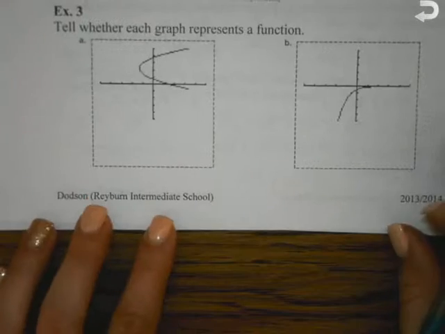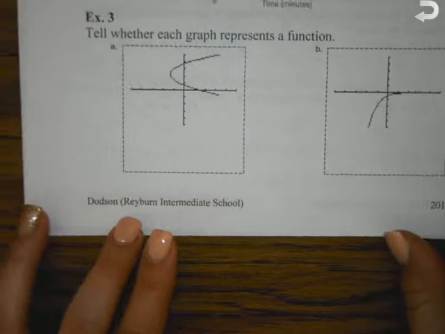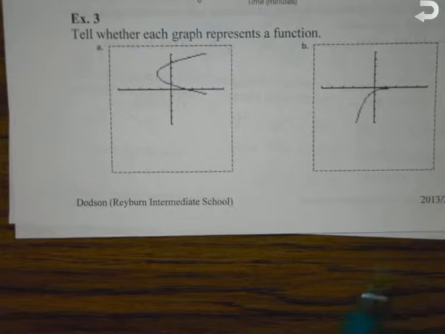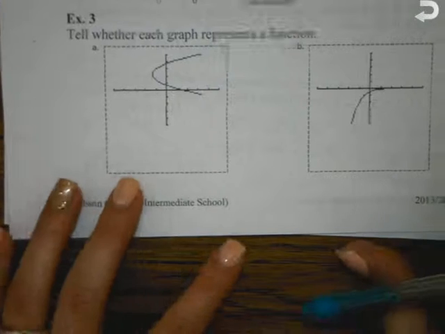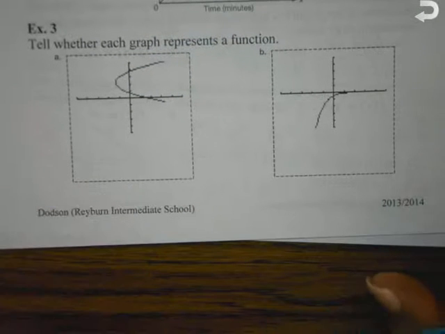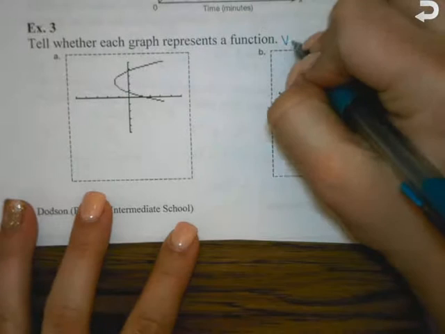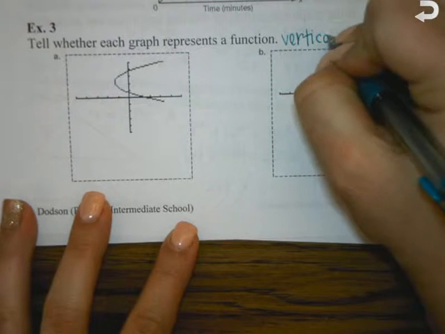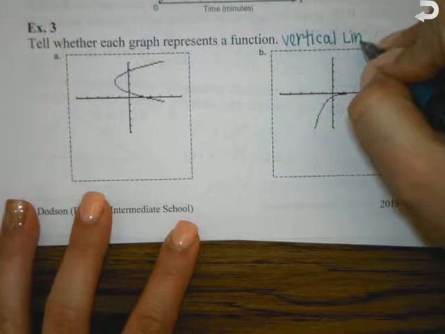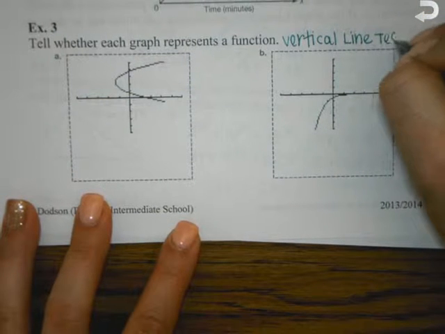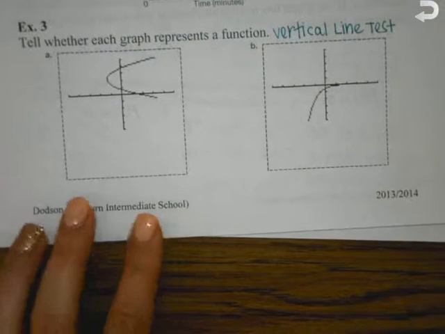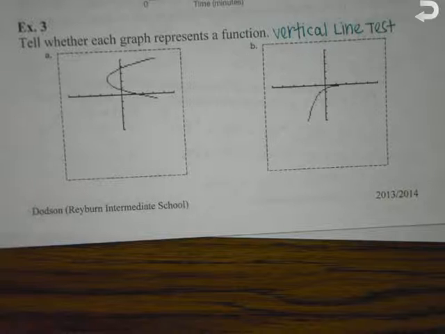Okay, example 3. Remember, we talked a lot about functions in Unit 1. We had a special test to determine if something is a function. Does anybody remember what it's called? The vertical line test. Basically, with the vertical line test, if you take a vertical line, which is straight up and down, you can only touch the graph in one place at a time.